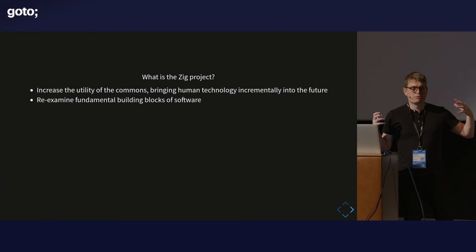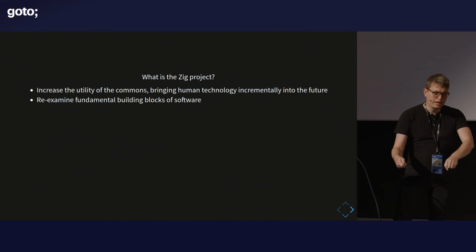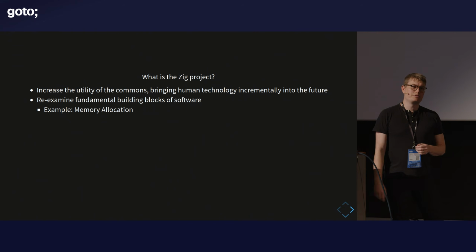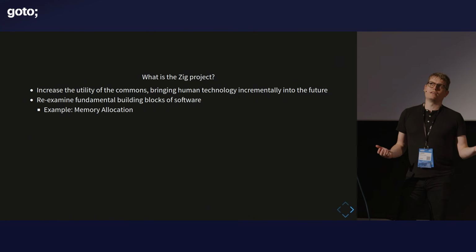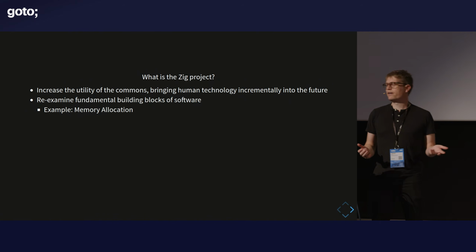What we're trying to do is re-examine the fundamental building blocks of software, kind of like cleaning up under the rug, right? Get all that dust out of there. So some examples of this would be memory allocation. In Zig, we don't always assume that there's a global memory allocator that you can always use. We pass allocators around just like any other parameter.